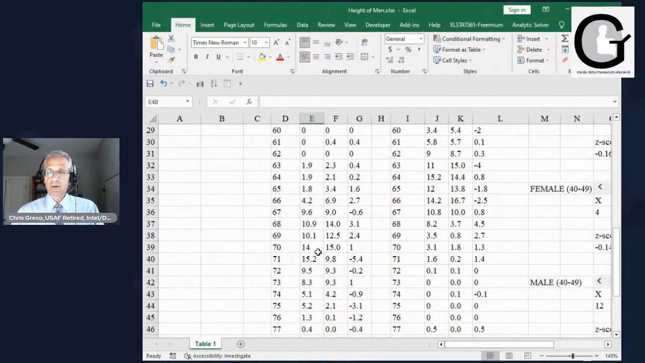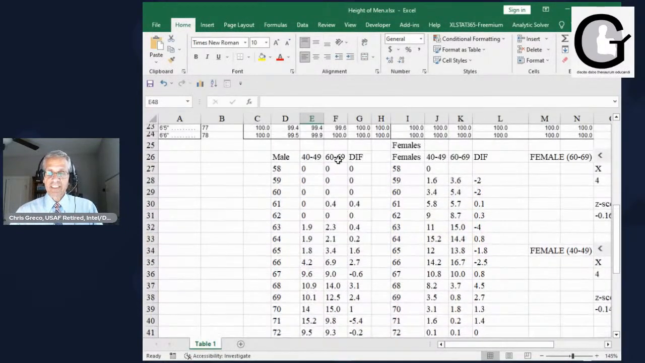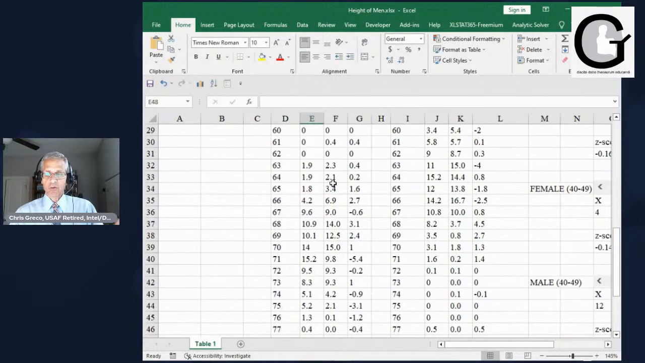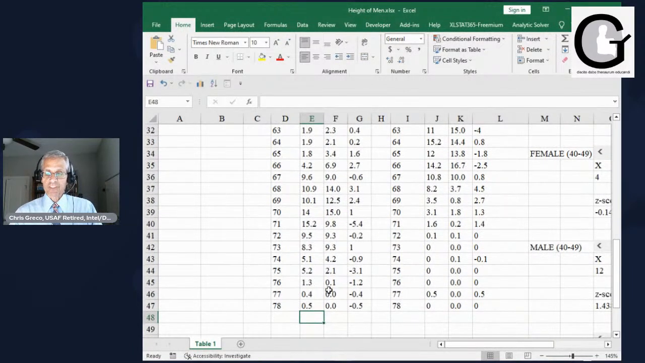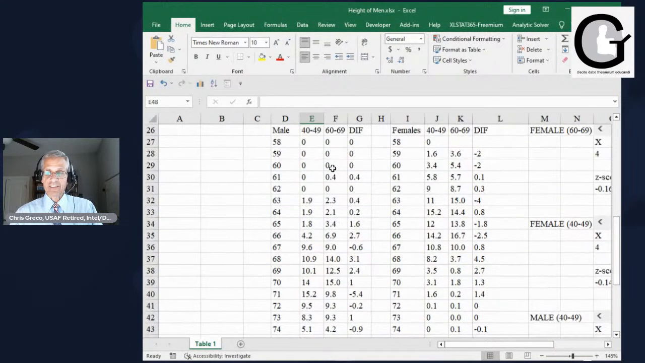Now I sit back and I go, okay, well, I want 60 to 69. So I take the 60 to 69, same thing. Instead of the cumulative, I took 1 minus the one before it, and I was able to get the actual percentages for each of those heights. I hate dealing in percentages, and here's the reason why.